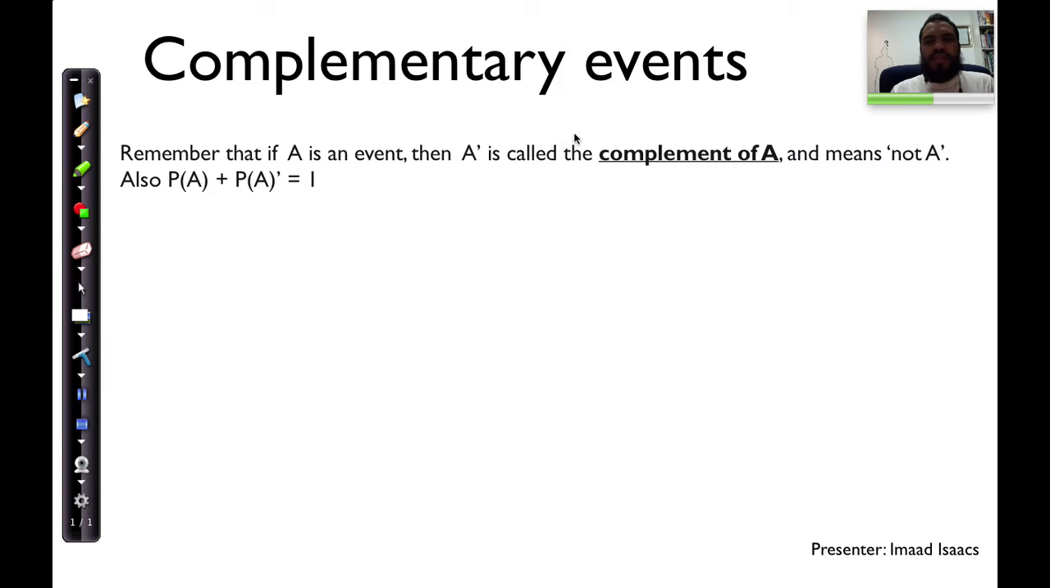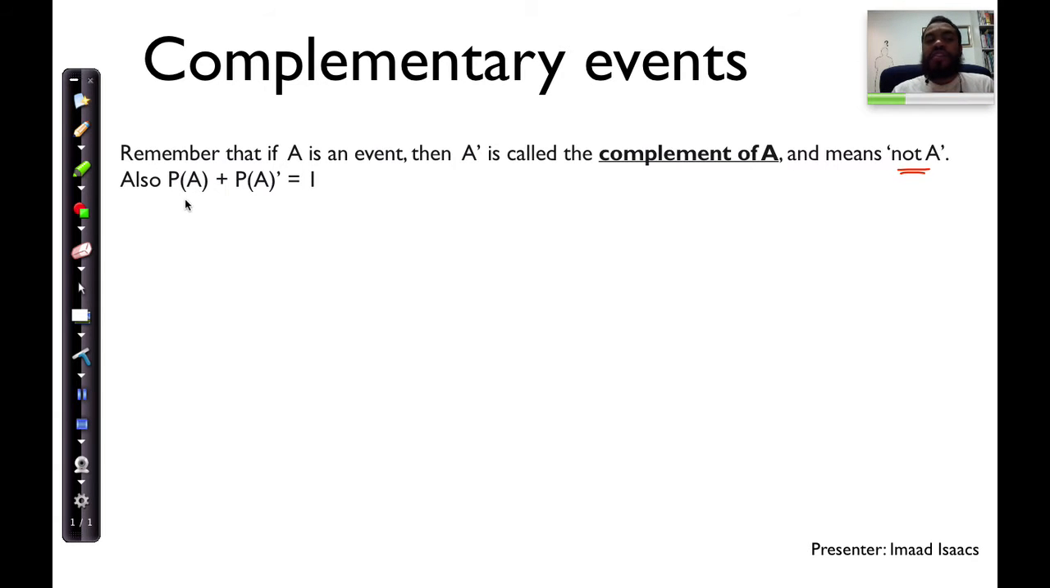Now considering things that are called complementary events. The definition here is simply that, remember, if A is an event, then A prime, or A with a little apostrophe, is called the complement of A. And what it really means is not A.